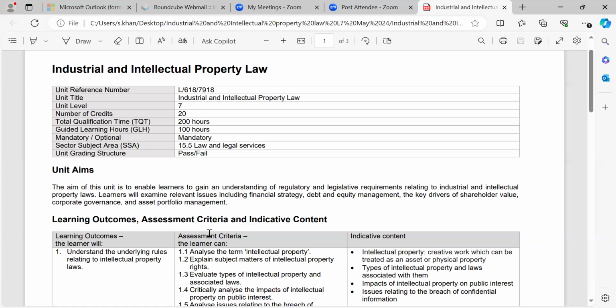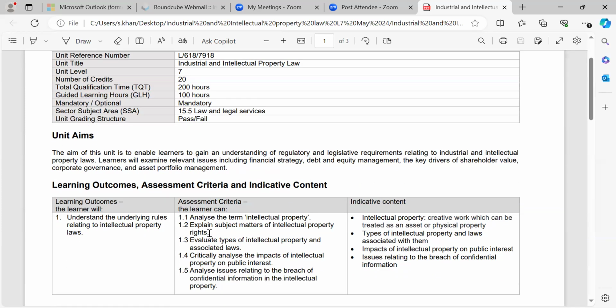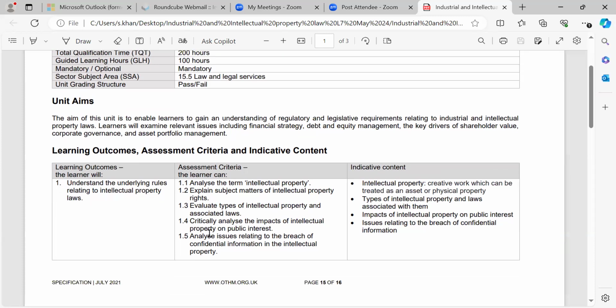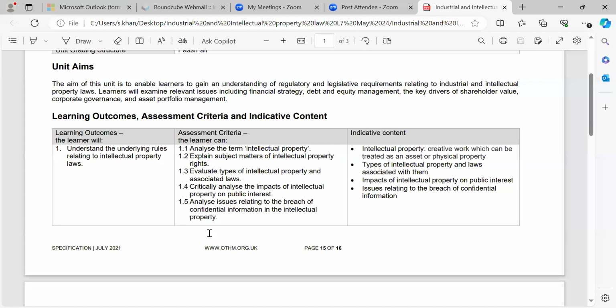learning outcome 1. So learning outcome 1 is to understand the underlying rules related to intellectual property laws. We'll be looking at the assessment criteria, which is 1.1 to analyse the term intellectual property, 1.2 to explain subject matters of intellectual property rights, 1.3 to evaluate types of property and associated laws, 1.4 to critically analyse the impacts of intellectual property on public interest, 1.5 to analyse issues relating to the breach of confidentiality information in intellectual property.